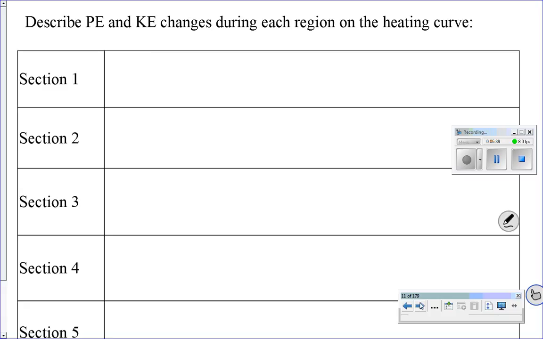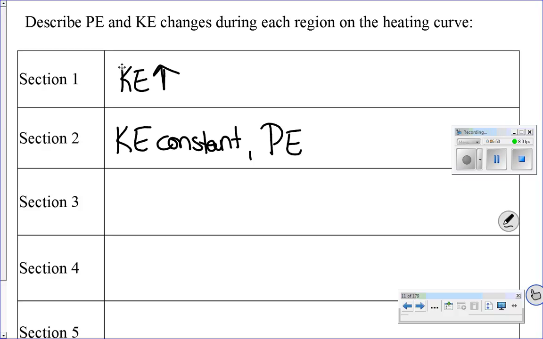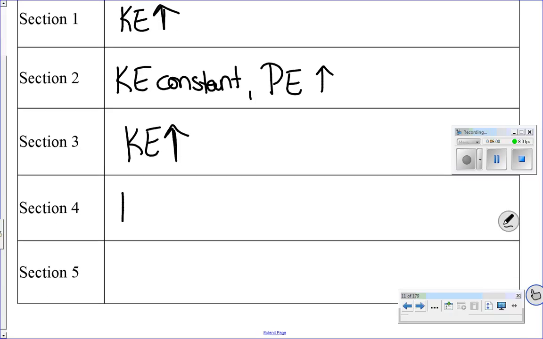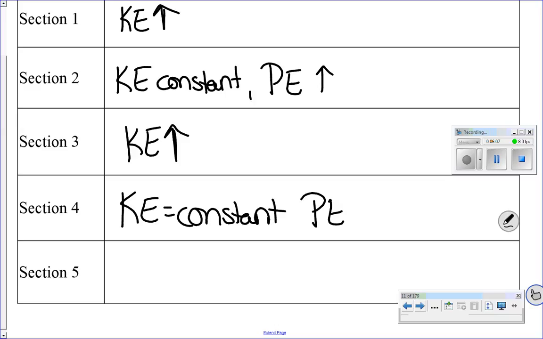So again, just to go over this one more time. Section 1 was where we had our kinetic energy increasing. Section 2, kinetic energy constant. Potential energy increasing. Section 3, kinetic energy increasing. Section 4, kinetic energy constant. Potential energy increasing. And section 5, our kinetic energy is increasing.